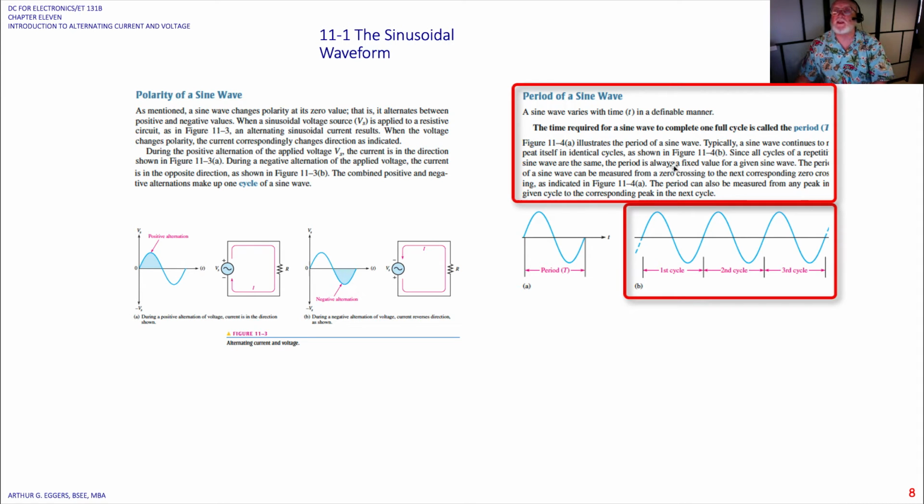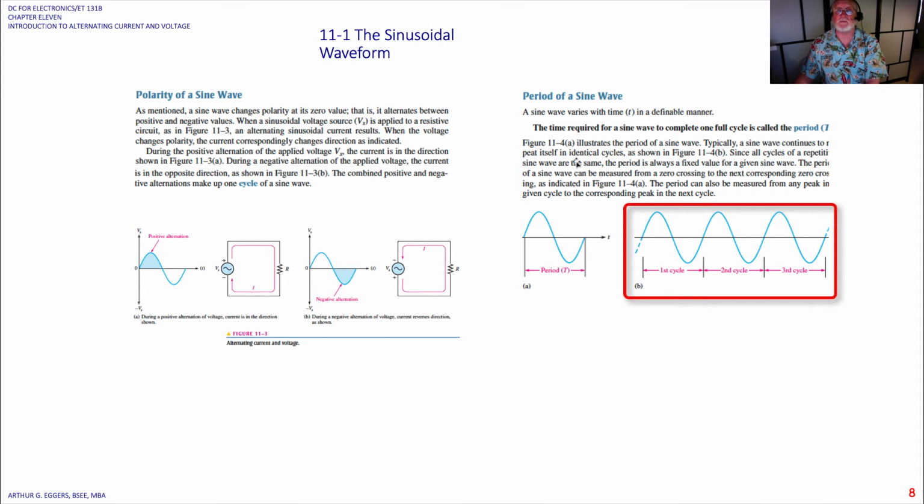Typically, a sine wave continues to repeat itself in identical cycles. Since all cycles are repetitive and repeat the same sine wave, the period is always the fixed value for a given sine wave. The period of a sine wave is measured then from a 0 crossing to the next corresponding 0 crossing, as indicated. The period can also be measured from any peak in a given cycle to the corresponding peak of the next cycle.